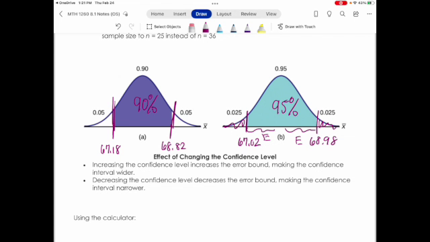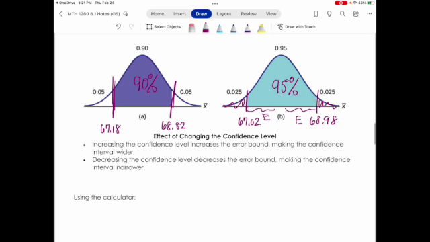So with the 95% confidence interval, our error would be wider. It would be bigger because that distance from the mean is bigger. So that would give us a higher probability that it would fall on that interval, which gives us more confidence, which is why the confidence level goes up.